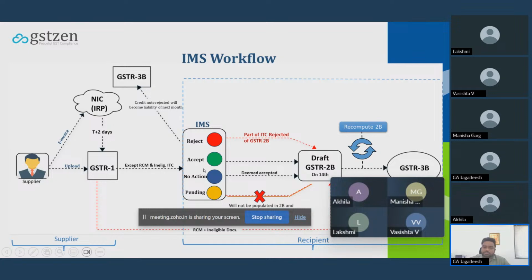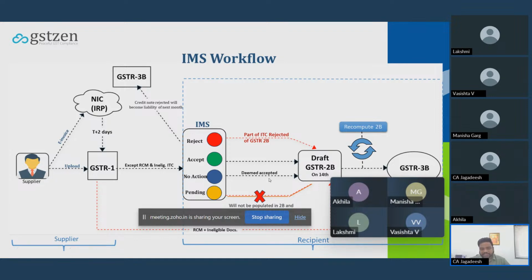So what are all the invoices that flow to the IMS? Whether all the invoices issued by the supplier will flow to the IMS, the answer is no. In case of RCM invoices, if my supplier has raised any invoice marking it as RCM as yes, those invoices will not come to the IMS dashboard. They will directly travel to the GSTR 2B. Here, I need not take any action on RCM invoices.